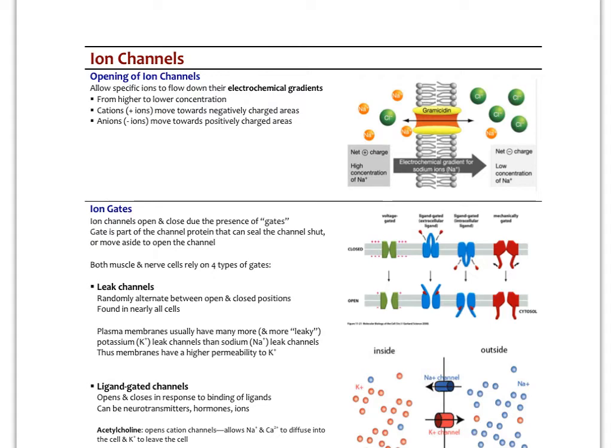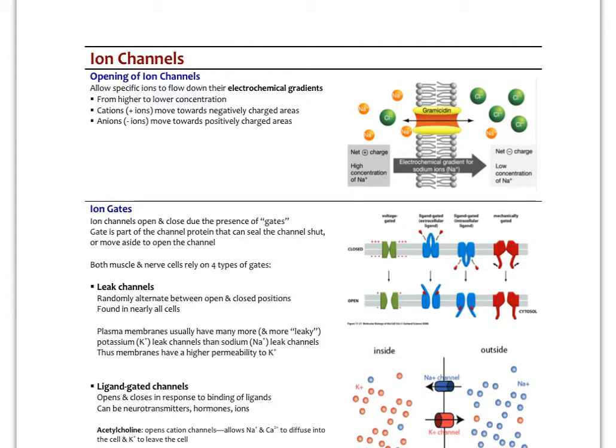So chloride will go more towards a positive side because it's an anion, and sodium, being a cation, will go more towards a negative charged area. So that's the basics of an ion channel. So just think of it like a protein tunnel that these ions can go through.